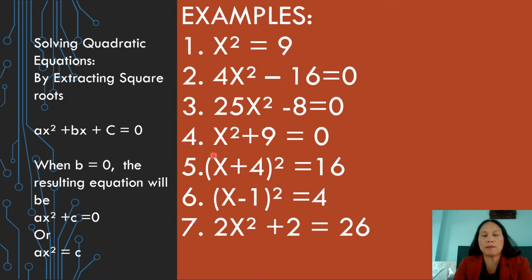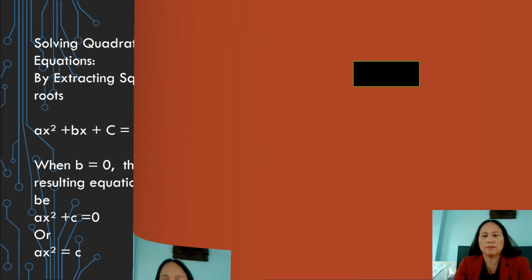So it means something squared here on this part. So this one, (x minus 1) squared is equal to 4. So again, this kind can still be solved using extracting square roots. And number 7, 2x squared plus 2 is equal to 26. So we're going to learn how to solve for the value of x in this kind of equations. Okay, so let's start.